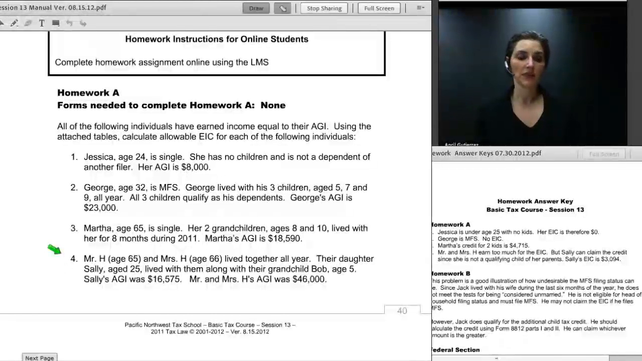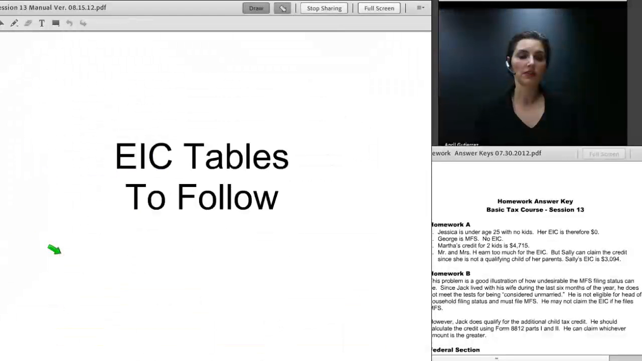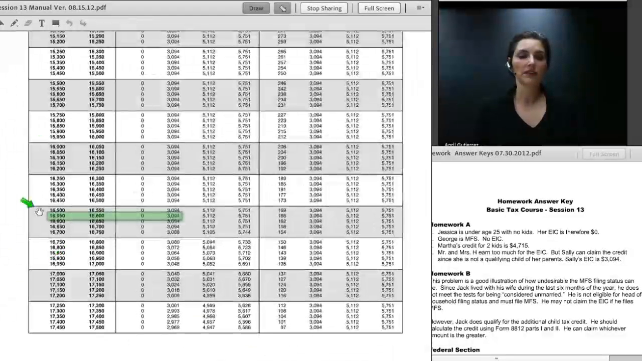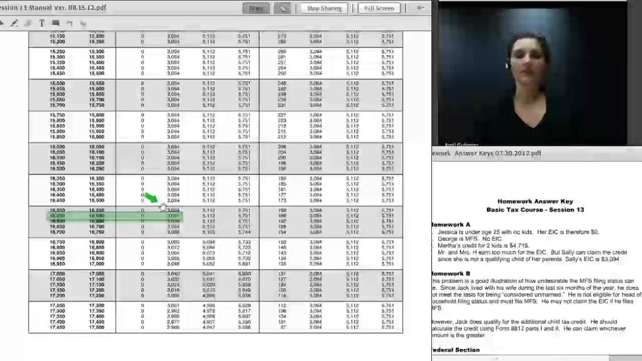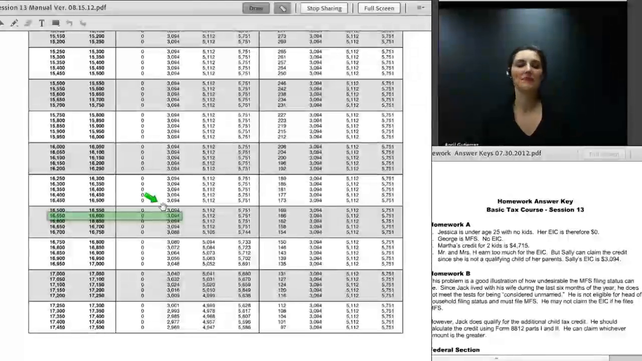So let's move over to page 50 of the manual and look up her earned income credit. And you can see I've highlighted it. Her income is between $16,550 and $16,600, and the qualifying earned income credit for a single child at that income level is $3,094. So that completes the review of homework assignment number A for session 13.